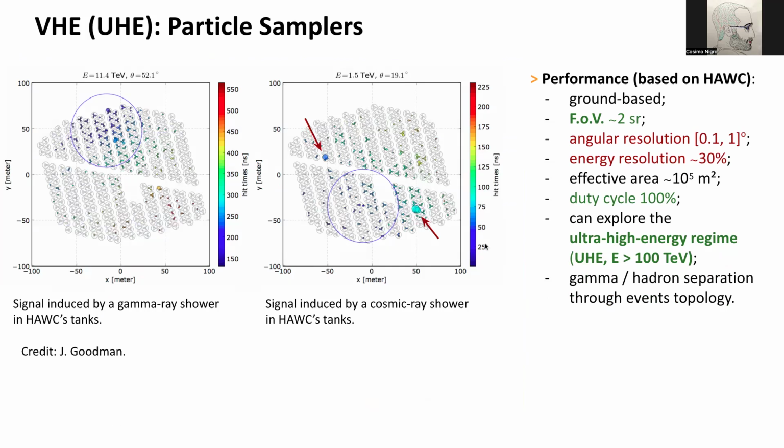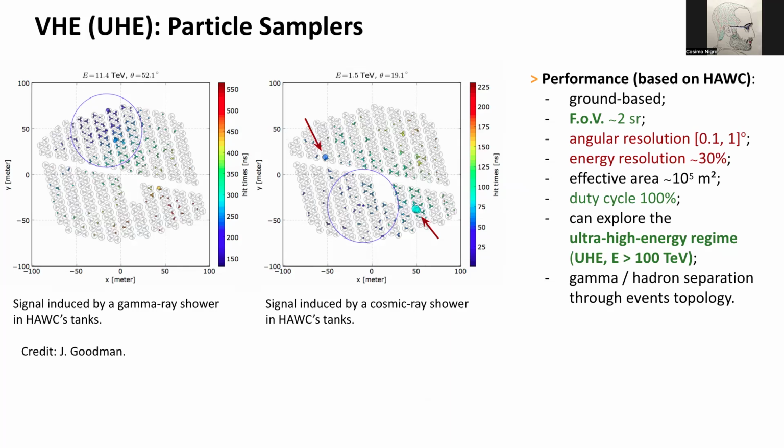And same as for a Cherenkov telescope, the discrimination between gamma and hadrons is done through the topology of events. This is the HAWC telescope that uses water tanks to detect the charged particles. As you can see, the signature of a gamma ray shower is always very compact, while the signature of a cosmic ray shower will always be more scattered. Okay, so again, gamma hadron separation through event topology.